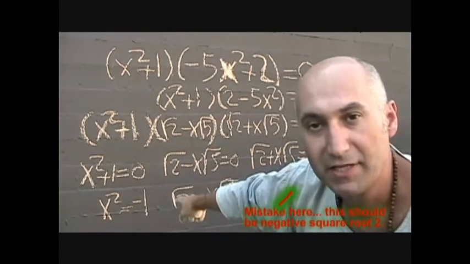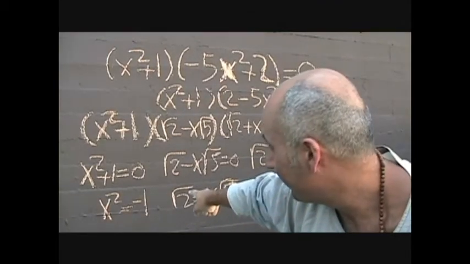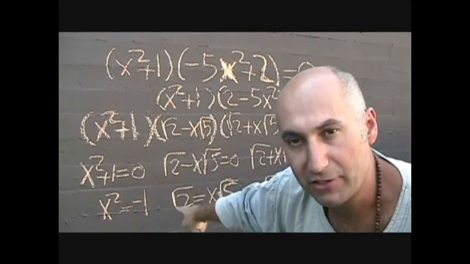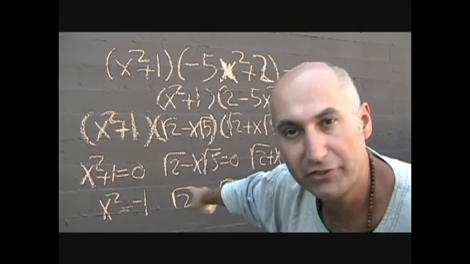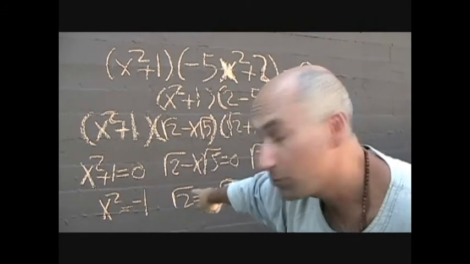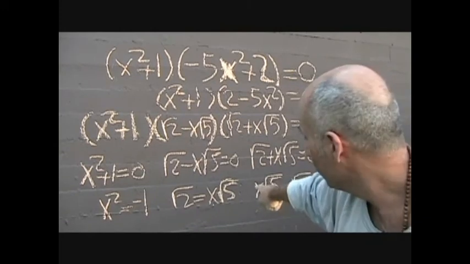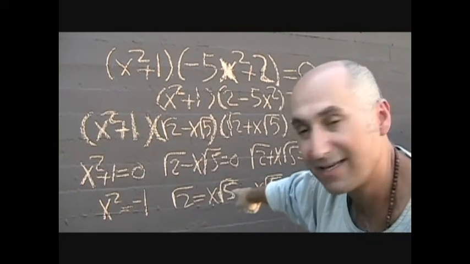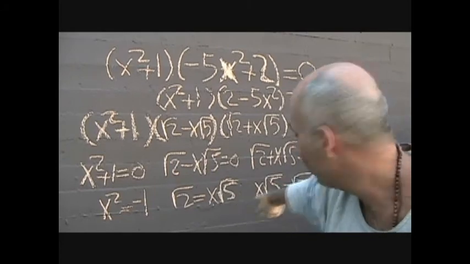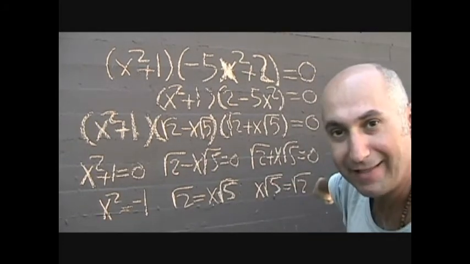So what we got here is x squared is equal to negative 1. This one doesn't have an answer because if you take the square root of both sides, you can't have a square root of a negative number. So this one doesn't give you an answer. Over there, we can divide by the square root of 5. So the answer over here becomes x is equal to square root of 2 over square root of 5. And over there, that one should be a negative square root.